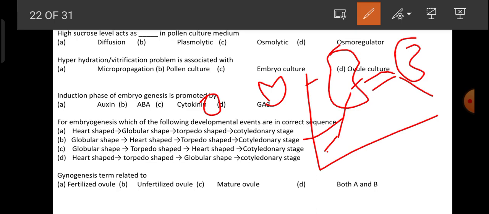Next question, gynogenesis term is related to. Options: fertilized ovule, unfertilized ovule, mature ovule, both A and B. Gynogenesis is about the female reproductive part, genesis of the female part, that is related to unfertilized ovule.